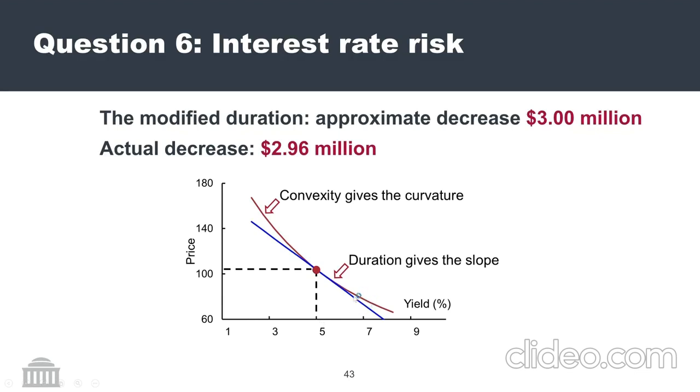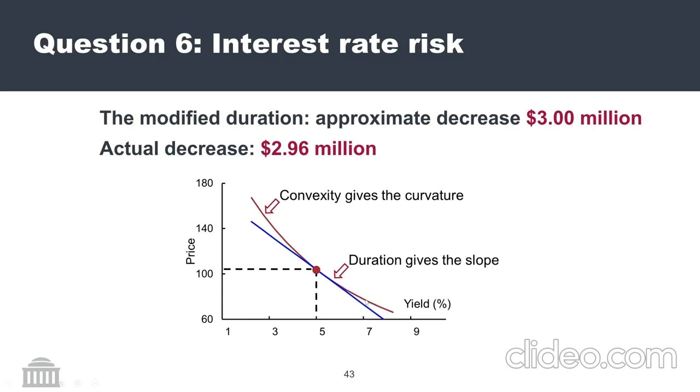If you look at, for example, just hypothetically speaking on this picture, let's say that the yield changed from 5 to 7%. Based on this picture, the blue line here is the duration approximation. By how much, if we use modified duration, would the value of our holdings decrease as implied by the duration? And the red line is the actual price of the bond.